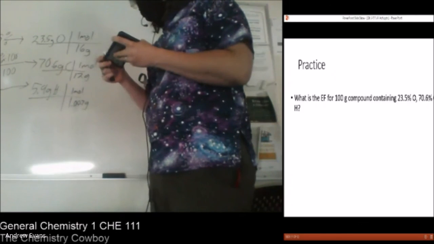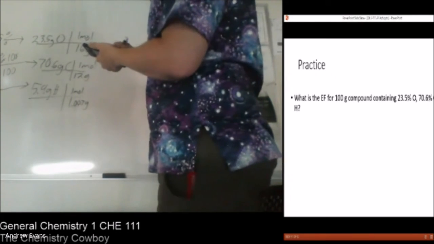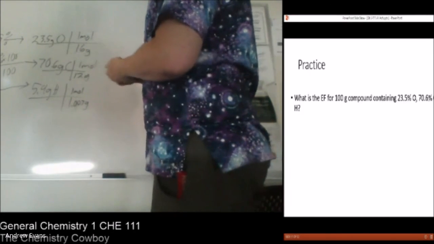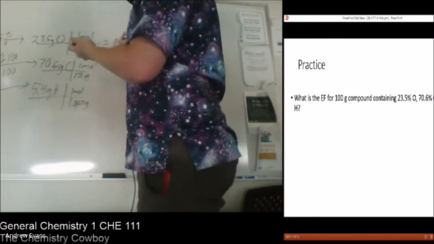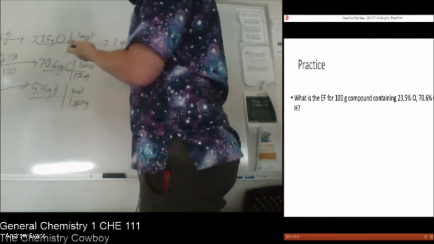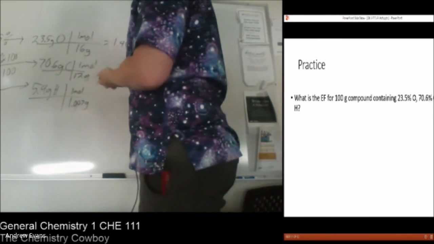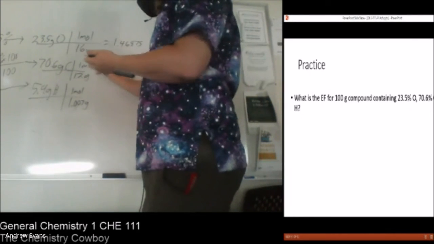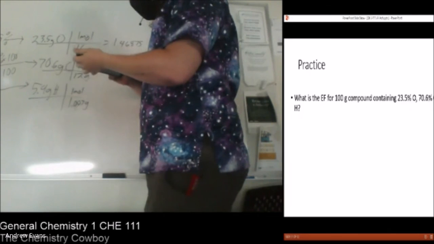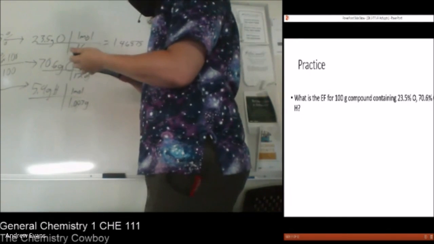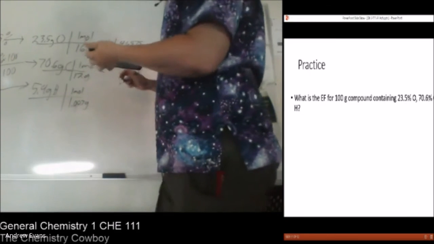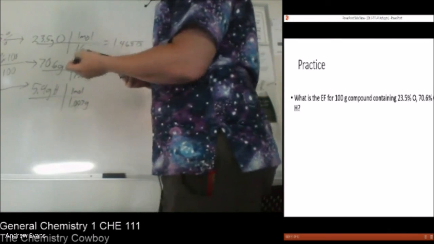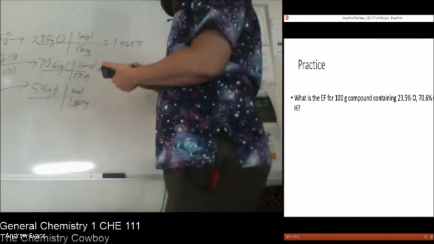Yeah, close enough. So let's look at this. 23.5 divided by 16 equals 1.46. I'm going to keep all the digits for now, but you could probably say 1.47. 70.6 divided by 12 is 5.883 repeating, you're going to leave it 5.883.